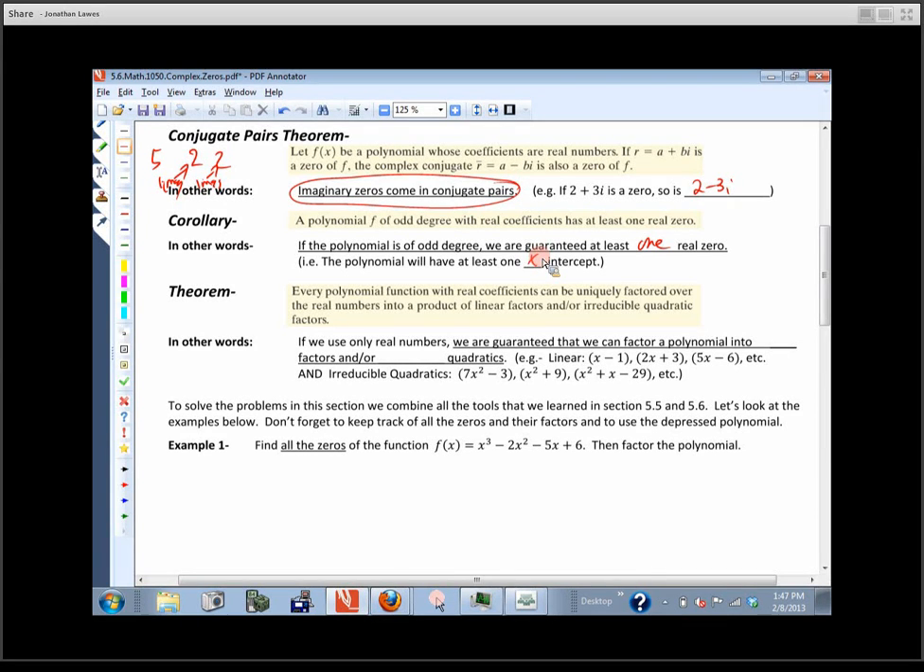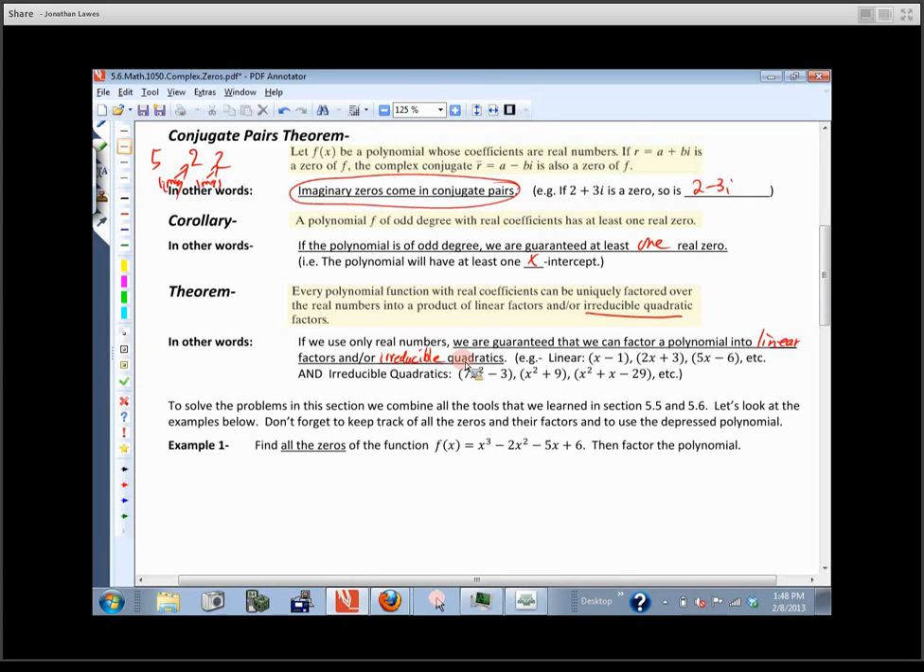Every polynomial with real coefficients can be uniquely factored over the real numbers into a product of linear factors and, we mentioned this the other day, irreducible quadratics. Now here's what this means. If we're using only real numbers, so we're not worried about the complex ones, we're guaranteed that we can factor it into linear factors and or irreducible quadratics. Now, there's no problem with an irreducible quadratic.